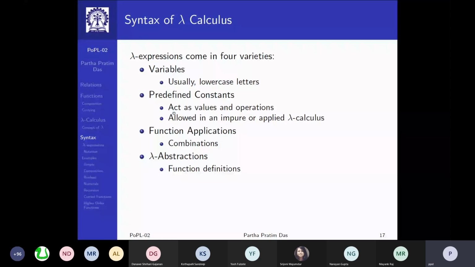The first type that you can have are variables, and we'll usually use lowercase letters to represent variables. So any variable is a lambda expression. We will have some predefined constants which can act as a value or an operation. As you can understand, in the domain of lambda there is no differentiation between a value and a function. So predefined constants could be values or they could be operations. Actually, strictly speaking, in pure lambda calculus, predefined constants are not there. Everything you'll have to build up from scratch. But it gets very complicated and very verbose to do that. So what we allow in applied lambda calculus, or impure lambda calculus, is a few values and operations as predefined. So we take them as constant lambda expressions.